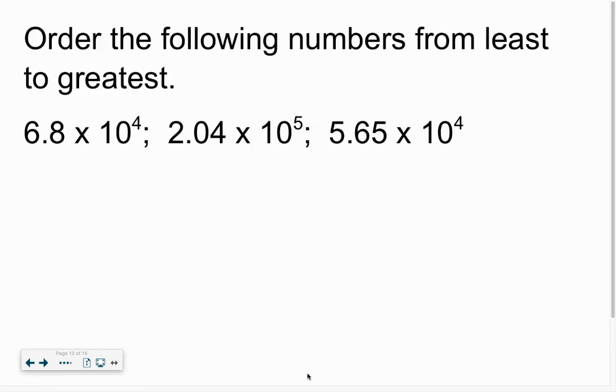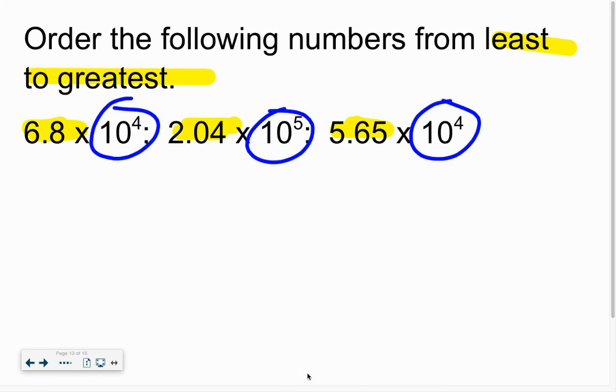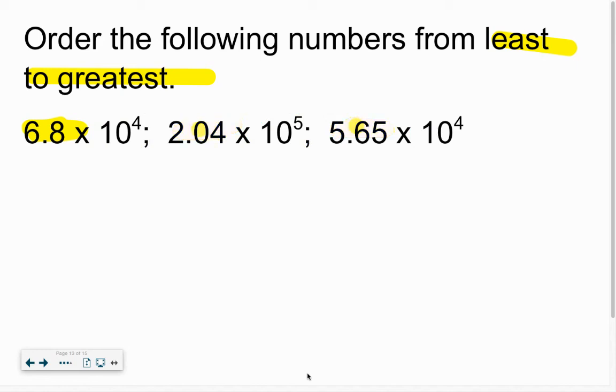Order these from least to greatest. Always read the question. Be very careful. So if it says the least, we want the smallest. Notice they are all in scientific notation. All have factors that are 1 or something less than 10, and they all have a power of 10, which is great. That's how scientific notation should be. Now, put them in order from least to greatest. So which one of these is the smallest?